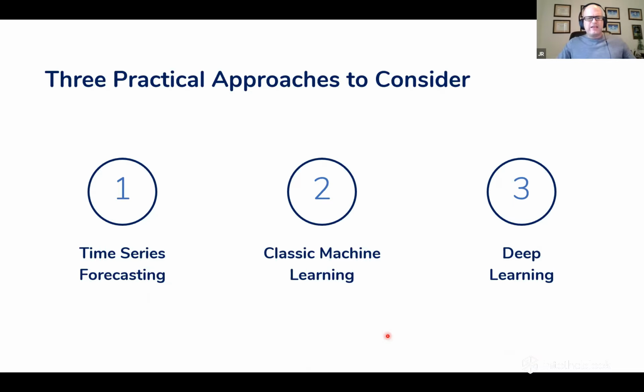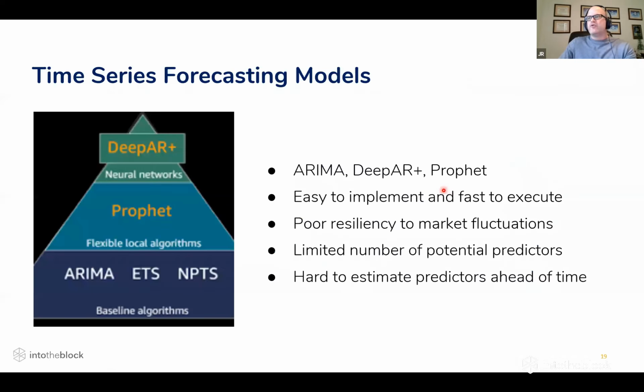In the case of applying this to crypto assets, we tried a large number of traditional time series forecasting methods such as ARIMA, DeepAR, and Prophet. They're super easy to implement. What we found is they have very poor resiliency to crypto market fluctuations. Crypto markets tend to be very inefficient. All sorts of crazy stuff happens, and these models are not very efficient. And most of them have a very small number of things that you can use as a predictor. Some of our models are making predictions with 120 factors, so this is definitely not an option.